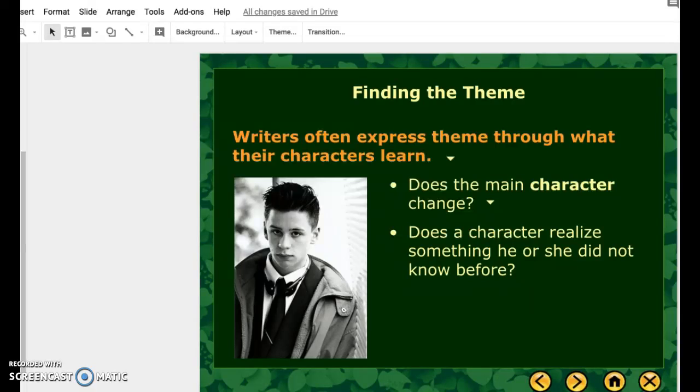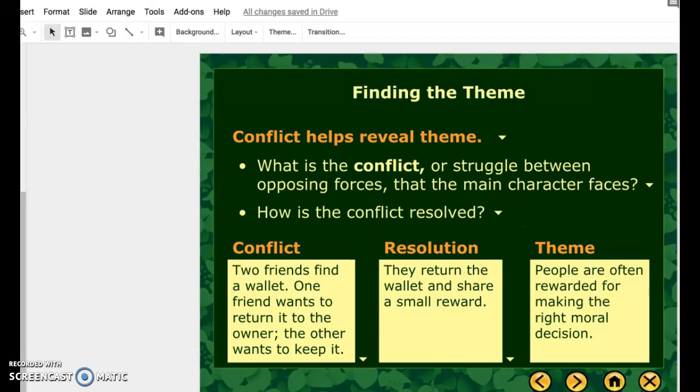those kinds of things. So, writers can often express theme through what the characters learn. Does the main character in your story change? Does the main character in a movie change? If they do, usually those changes reflect that theme and what they're trying to get across to you.